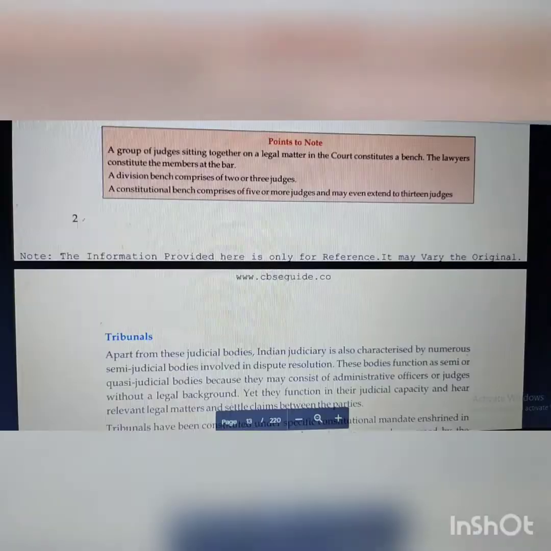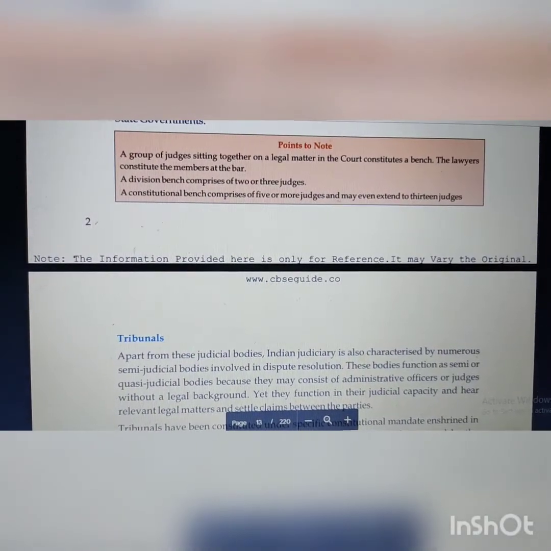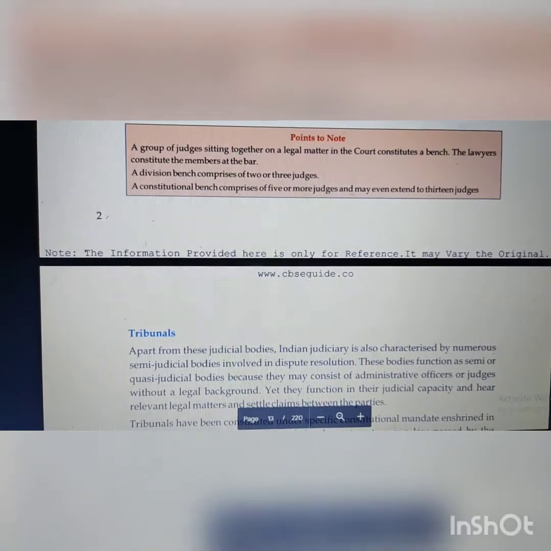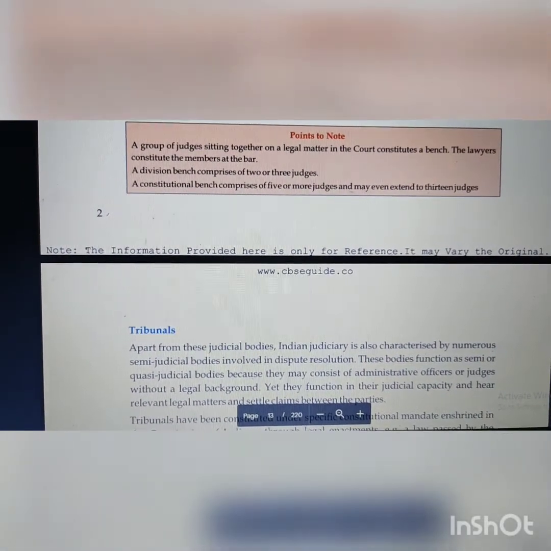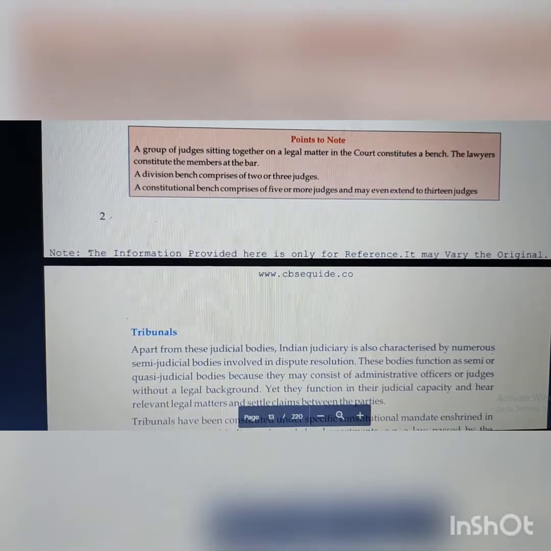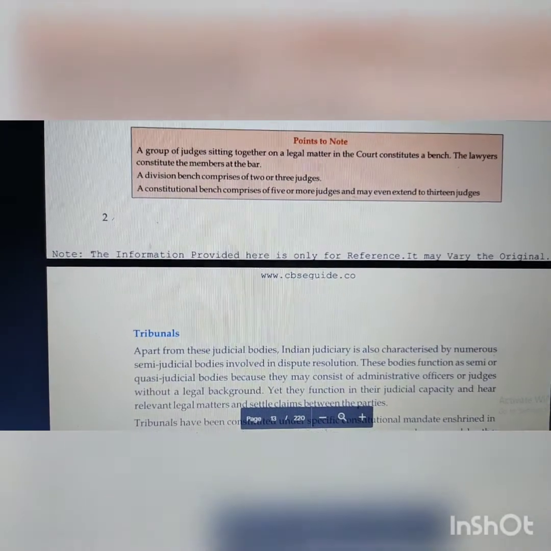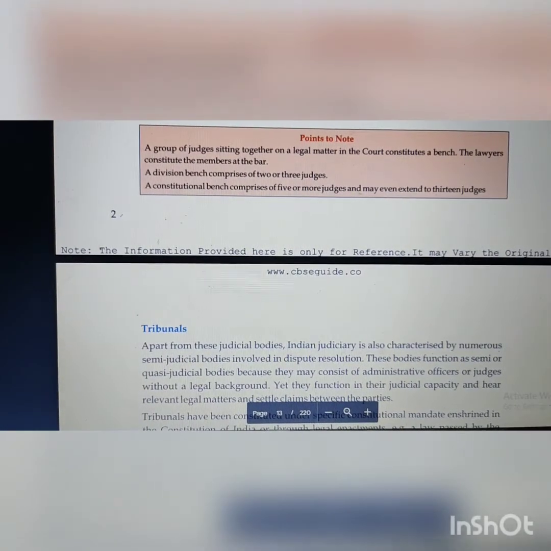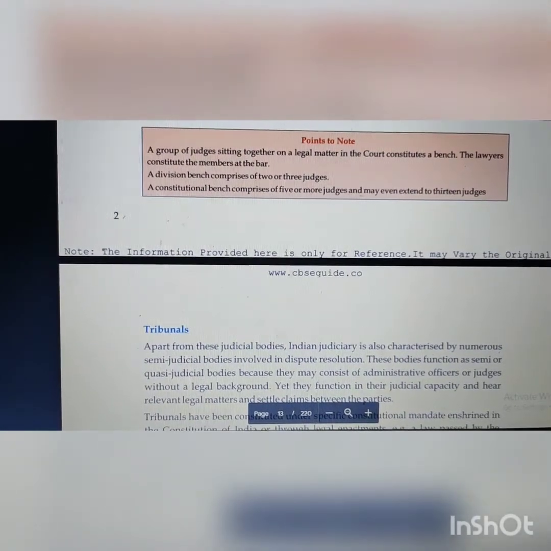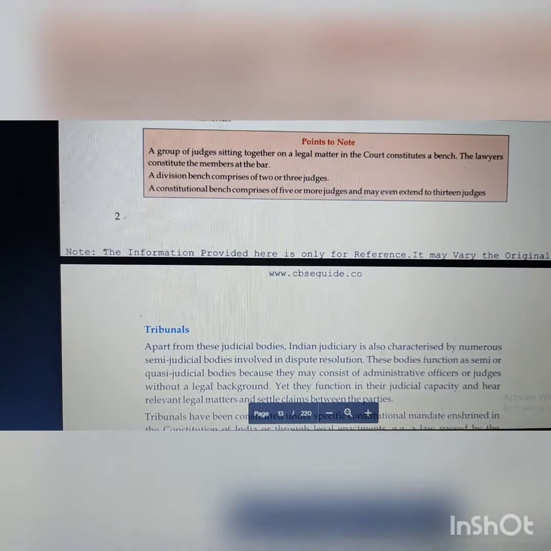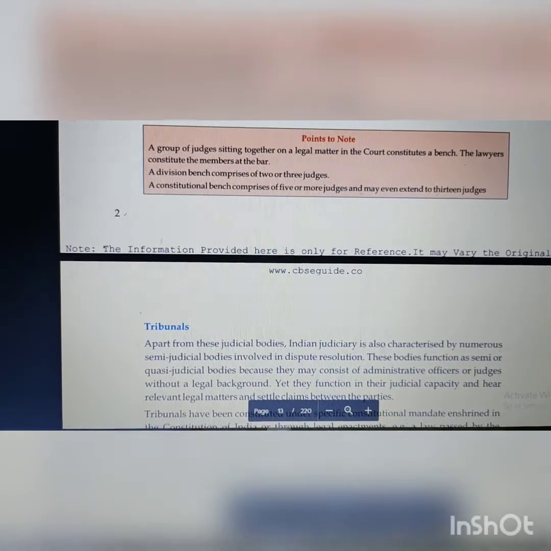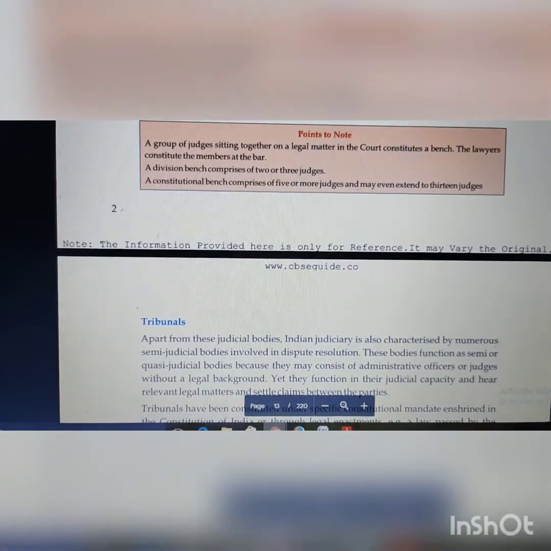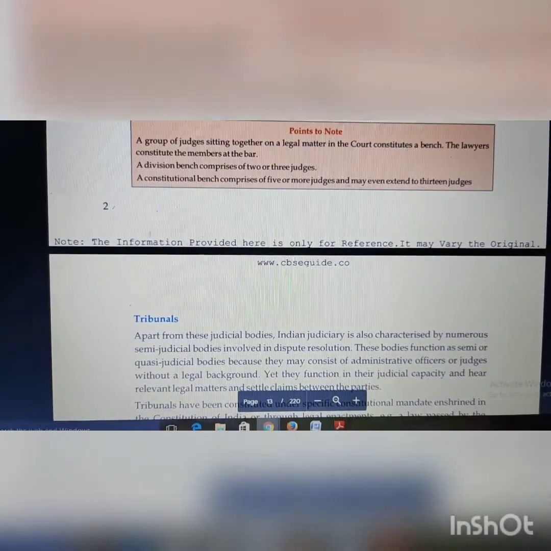Points to note: a group of judges sitting together on a legal matter in the court constitutes a bench. The lawyers constitute the members at the bar. You may have heard of the Bar Council of India. The Bar Council of India consists of the advocates, or the lawyers. When a group of judges sit together and hear a particular case or a suit, it is said that a particular bench has sat.